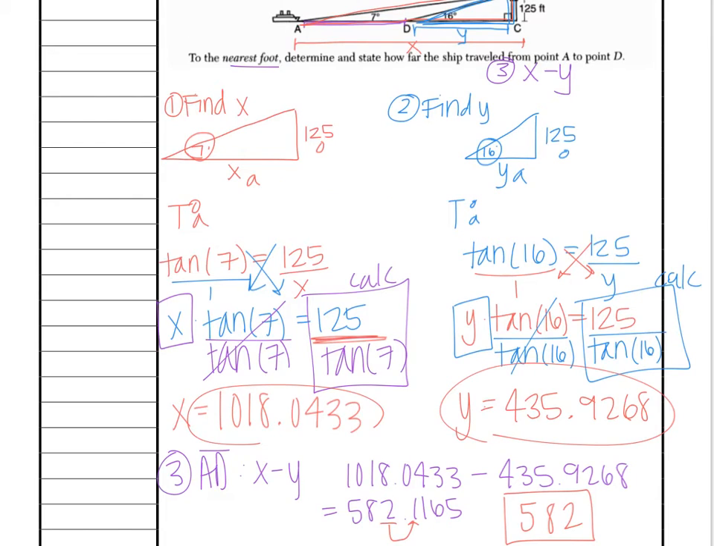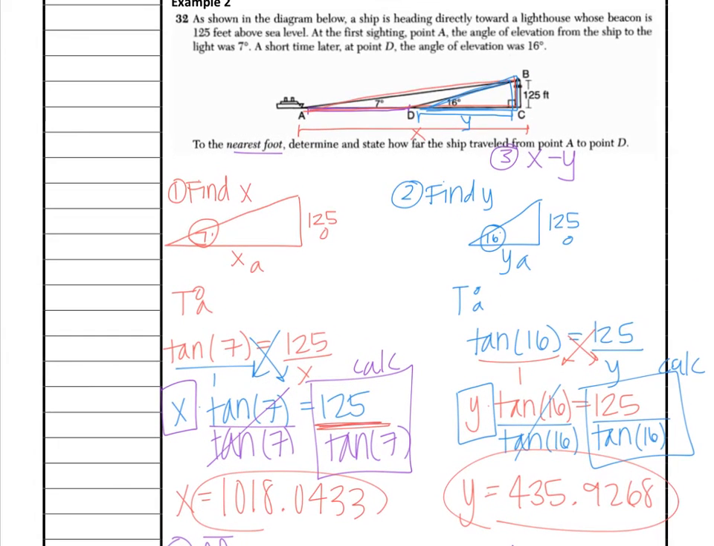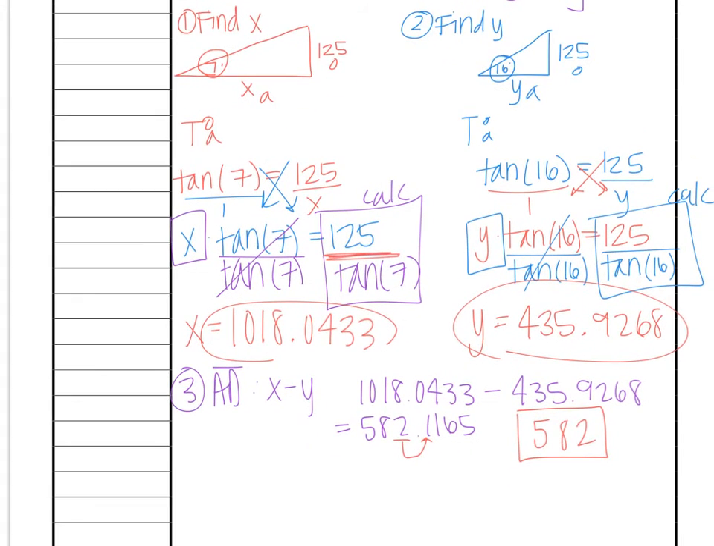Alright, so hopefully you found some success in solving. Your answers should have been for step 1, 1018.0433, as you just heard me say. And then for step 2, for finding y, we should have 435.9268. Step 3, to find the length of AD, remember that we are subtracting. X take away y, because x was my big piece, y was my smaller piece. So big minus small gives me 582.1165. When rounded, that is 582. So the distance he traveled was 582 feet.